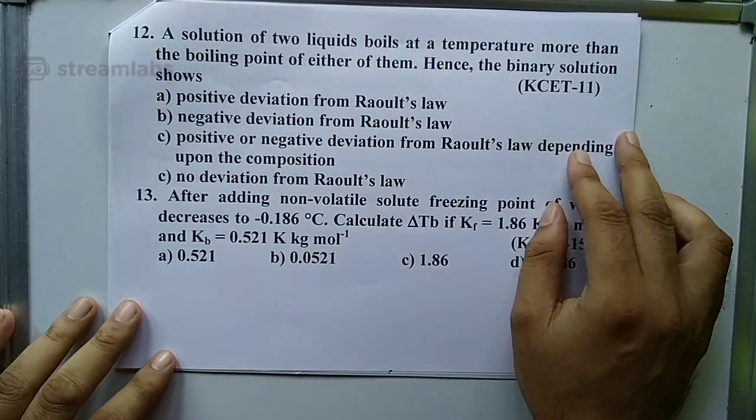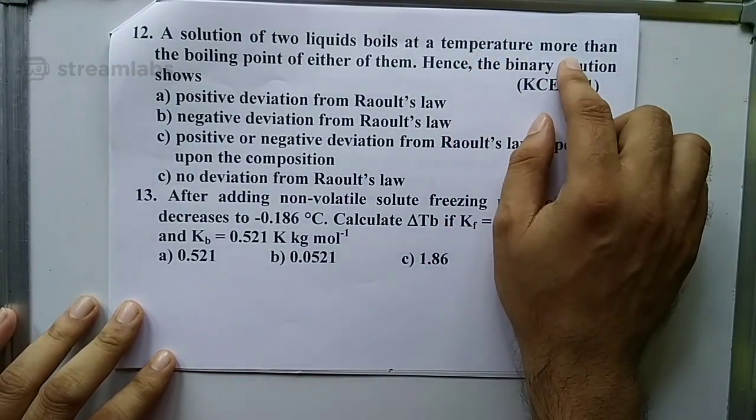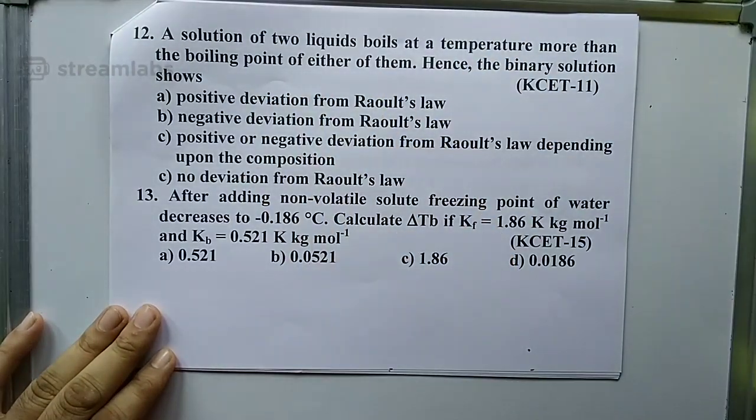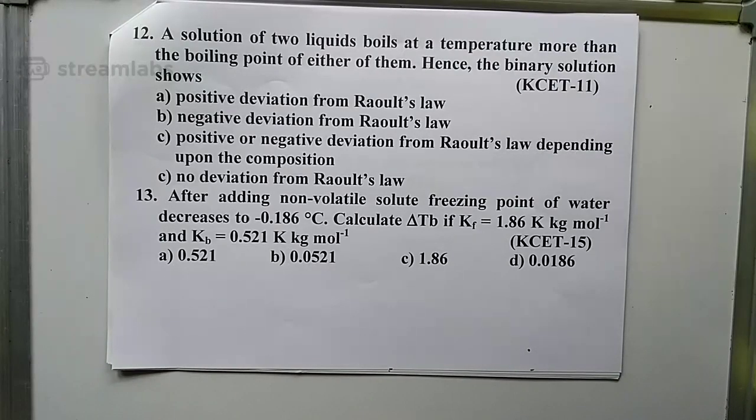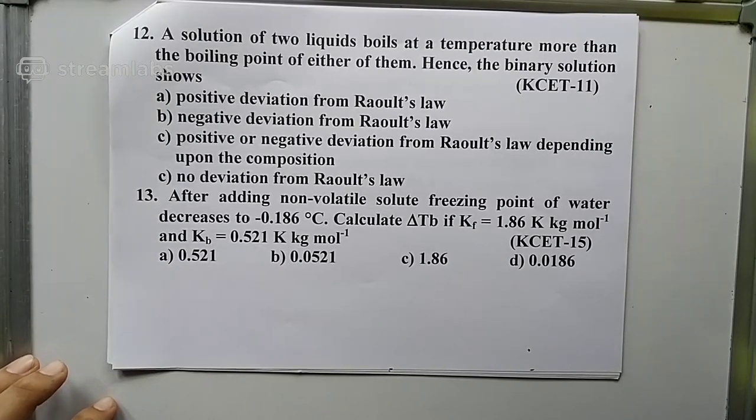A solution of 2 liquids boils at a temperature more than the boiling point of either of the components. If the boiling point is more, what should be the kind of deviation shown by it? So we have seen it. If the boiling point becomes more, then what should happen to its volatility? It should be less. What should happen to the vapor pressure? It has to be less.